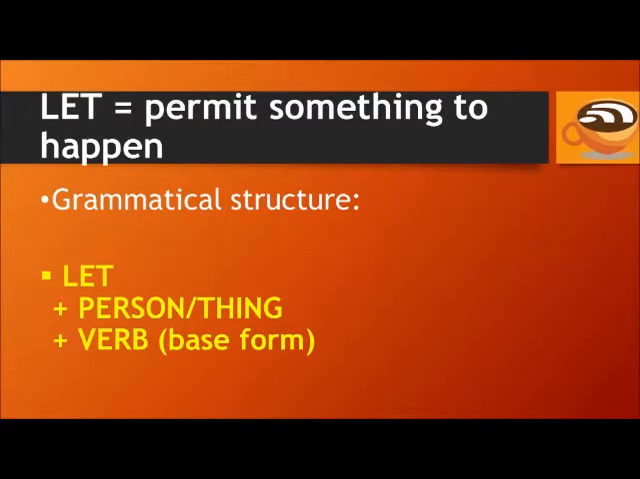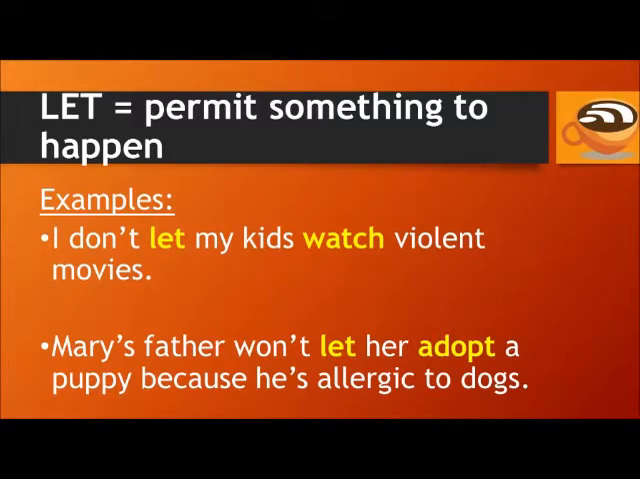Let's start with the word let. It means to permit something to happen. The grammatical structure is let plus the person or thing plus the base form of the verb. We do not use to with let. For example, I don't let my kids watch violent movies. Again, the correct structure is let my kids watch. Don't say let my kids to watch.